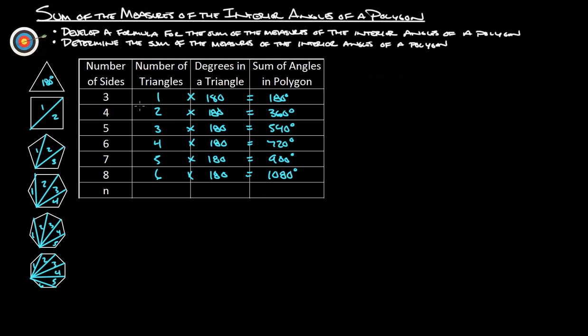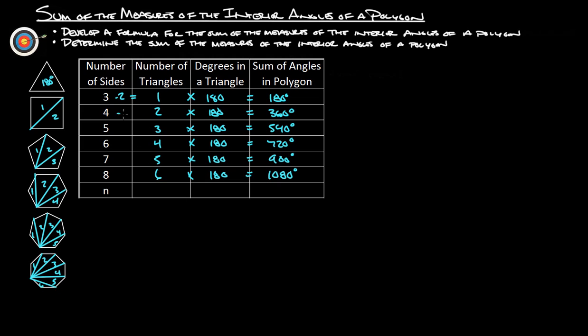If it's got n number of sides, what we want to do is look at what's been happening up here and try to find the pattern. We had 3 sides, it had 1 triangle. 4 sides had 2. So if you'll notice, we take the number of sides and subtract 2.